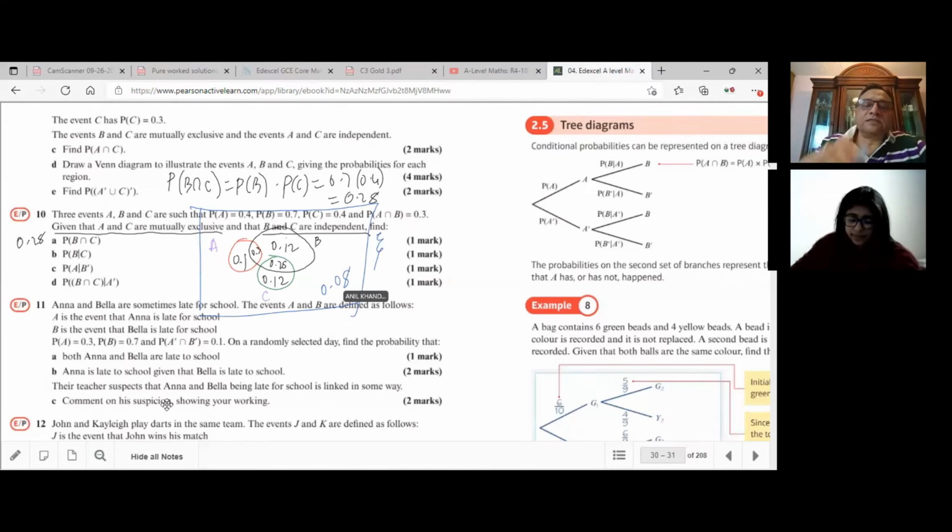Very good. That is very important to find, especially when you have the complement of any event, so you have to include the outside. The outside, yes. Right.